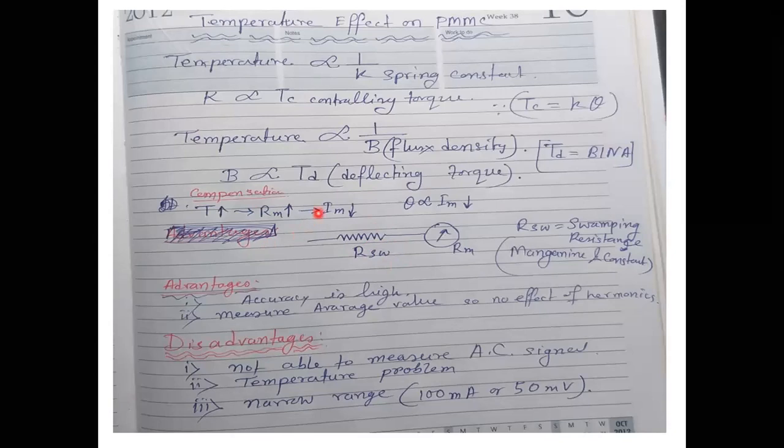So all this time, the internal resistance of this PMMC meter became 10 ohm, and the coil resistance is very low, 0.001 ohm or maybe 0.01 ohm. So 10.0 ohm is the total resistance of the PMMC meter, the PMMC internal resistance. So this way we can compensate this temperature effect by using our swamp resistance.